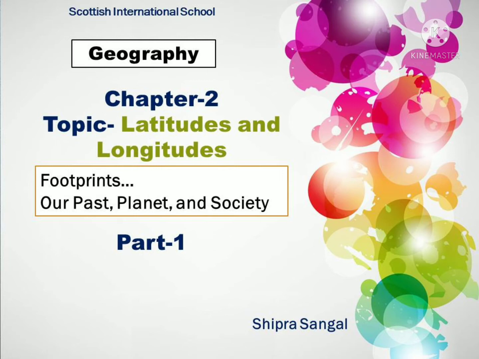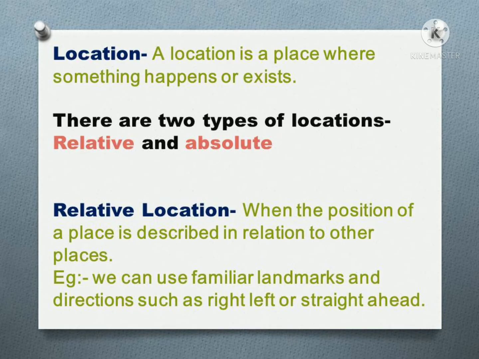Going to start another chapter from your social studies book that belongs to the geography part, and the name of the chapter is Latitudes and Longitudes. This is part 1 of this chapter. So, we will start with the very first topic of this chapter, that is location.